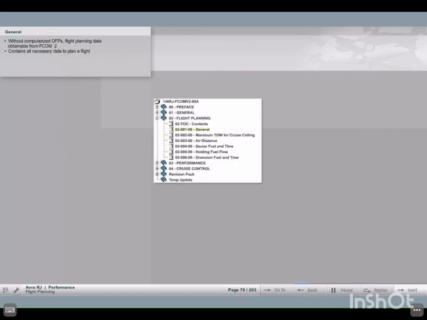If no computerized OFP is available, flight planning can be done with data provided in the FCOM Volume 2, Chapter 2, Flight Planning. The structure of this chapter is the following and contains all necessary information to plan a flight.